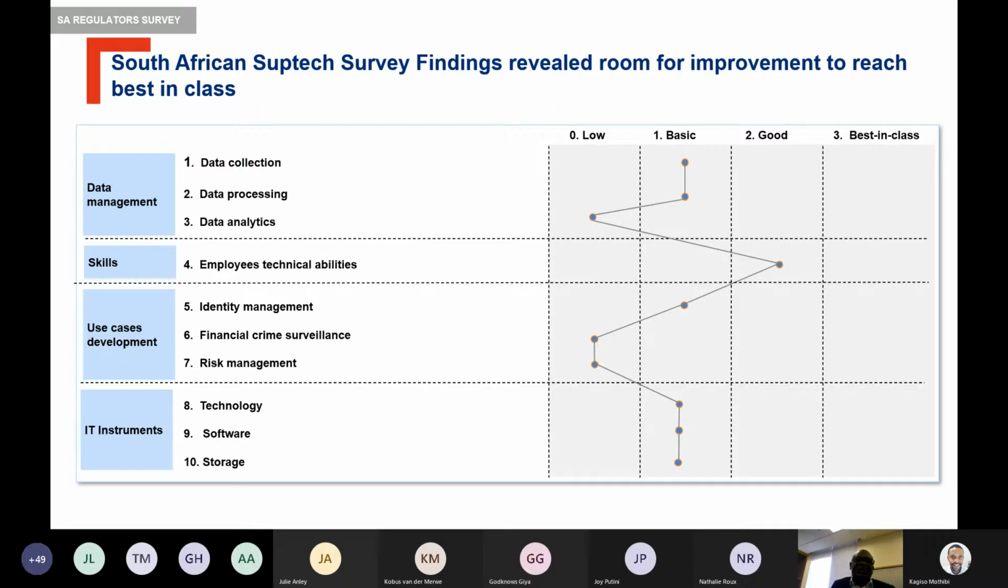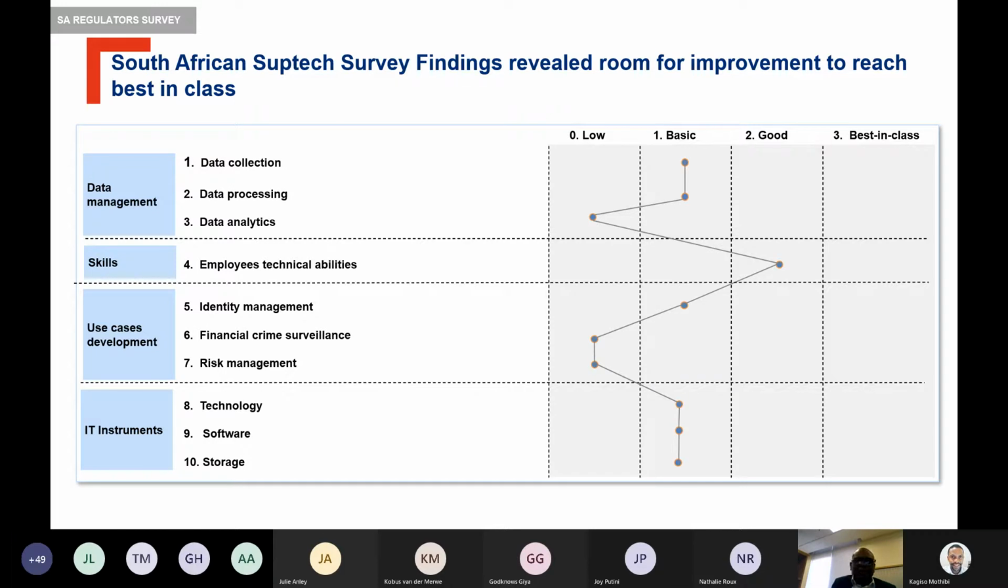Lastly, under IT instrument, the overall picture similarly was basic, meaning that most South African financial regulators at the moment are not in a state whereby their IT architecture can take advantage of big data and make use of this novel technology. However, the interesting part is that most of them are actually in transition, moving towards that position. But it's still something that is in the way at the moment.